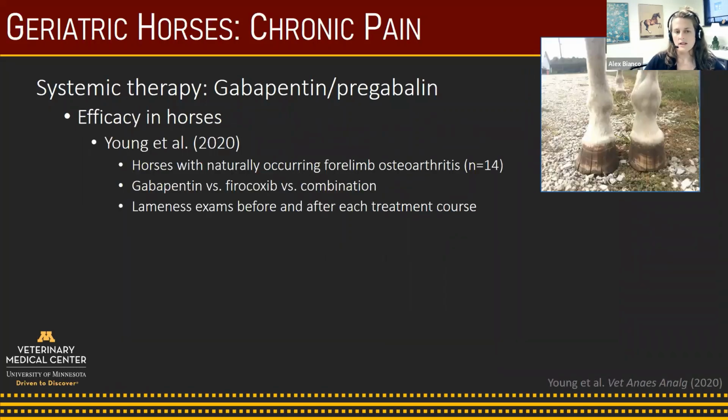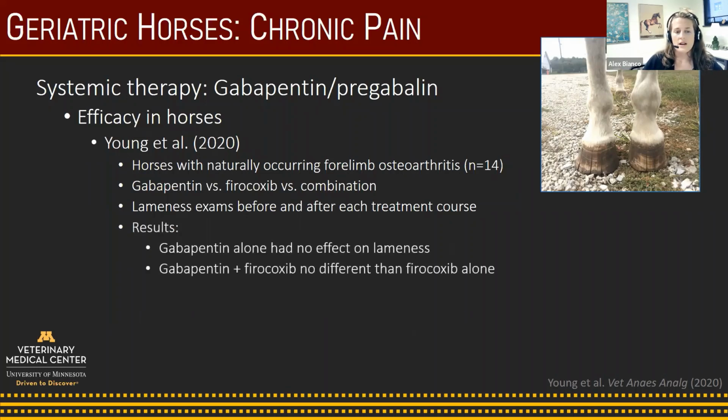One interesting paper on gabapentin was done by our own Dr. Jenna Young. It looked at gabapentin for chronic pain, which is one of the few efficacy studies out there looking at horses with chronic pain. They compared gabapentin to Equioxx, either alone or in combination. They found that gabapentin alone had no effect on the chronic lameness, and that using gabapentin with firocoxib was no different than using firocoxib alone or using Equioxx alone. So it's not a very convincing study to get us using gabapentin in this situation.